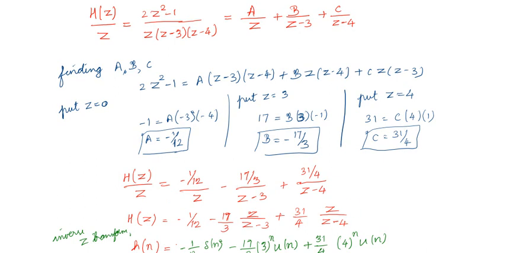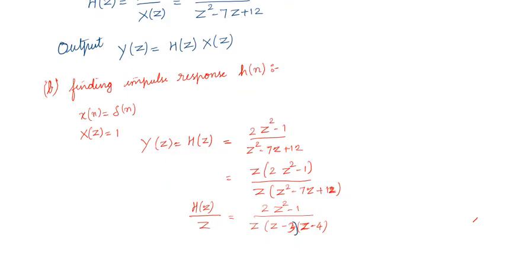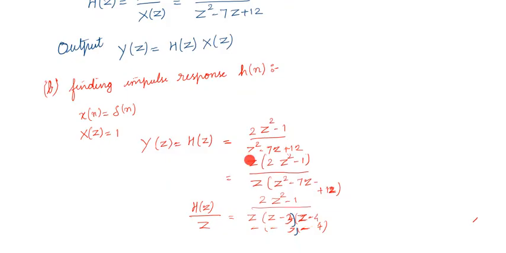Now you can understand why we have taken the z to the left side: only then can we get the proper Z transform pair. For that purpose only, in the previous slide I took this z to the denominator on the left side. This is a very important step.